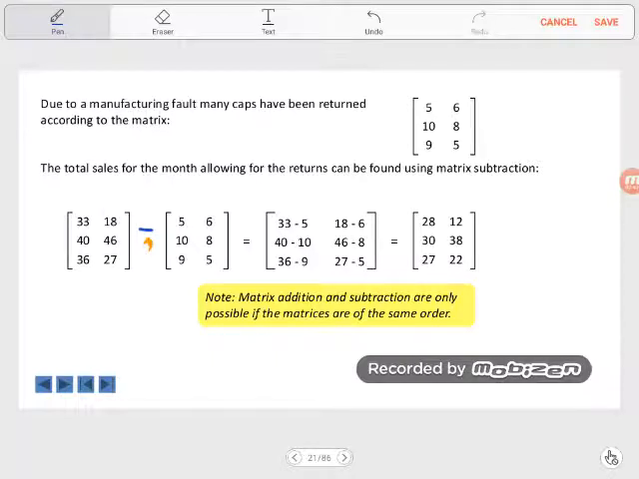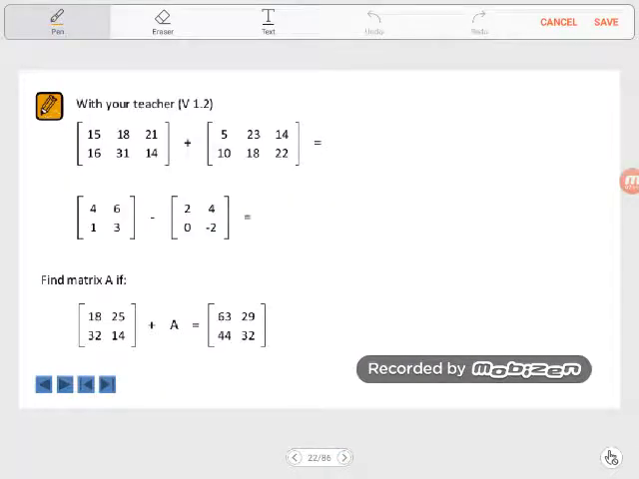33 take 5 works exactly the same way as addition, except with subtraction. And then as another example, 40 take 10 gives 30, and so forth. Okay, so it's really pretty simple stuff. Now, you might want to pause the video at this stage and have a go at these examples. Then I'll have a go at them.